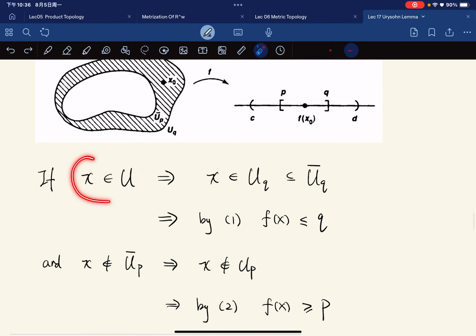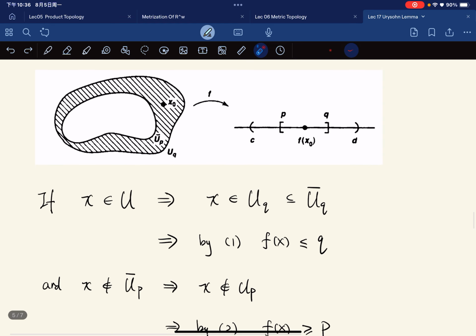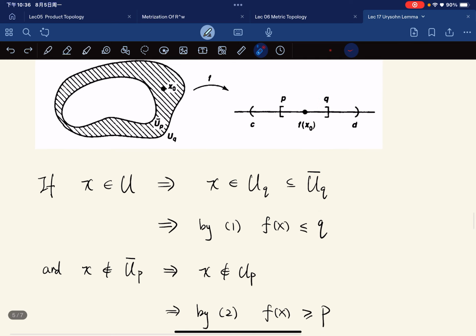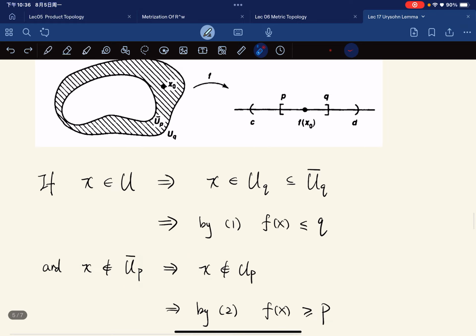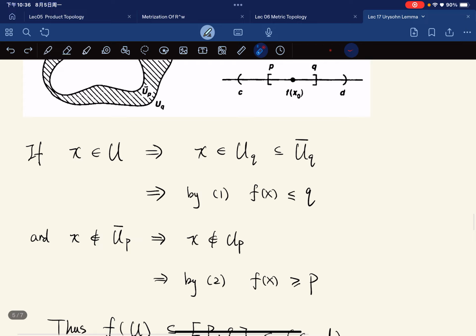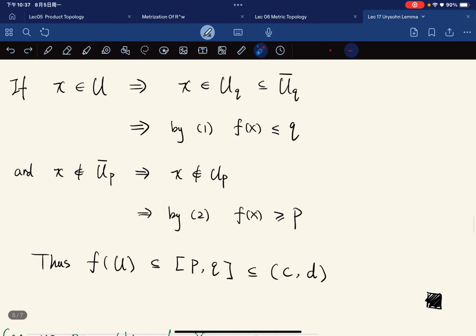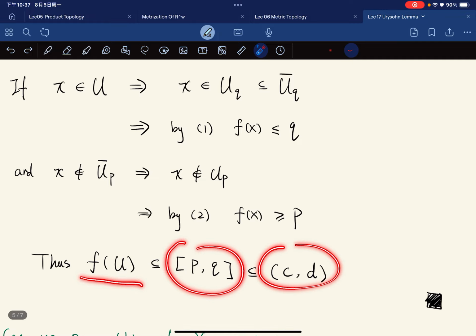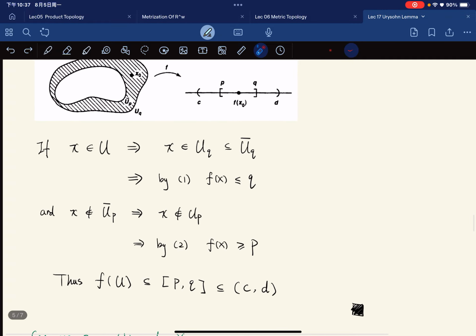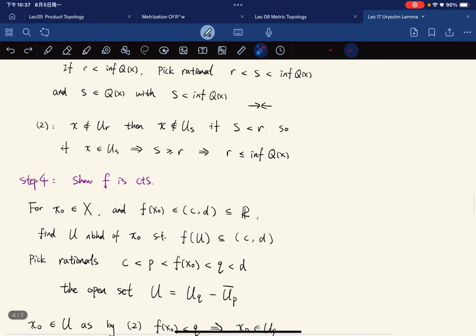Because if x is in U, then first of all, you're in U_q bar. If you're in U_q bar, by 1, f(x) is less than or equal to q. And also, you're not in U_p bar, so you're not in U_p. If you're not in U_p, again, we have f(x) strictly greater than p, right? So f of U is contained in this. So we're done. Okay, so we have finished the proof of Urysohn lemma.